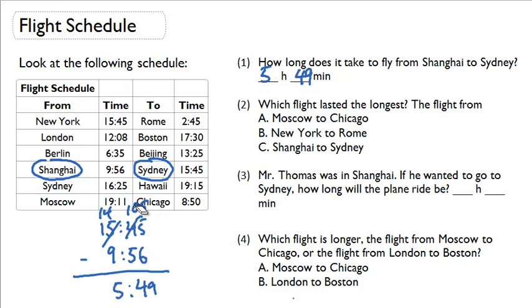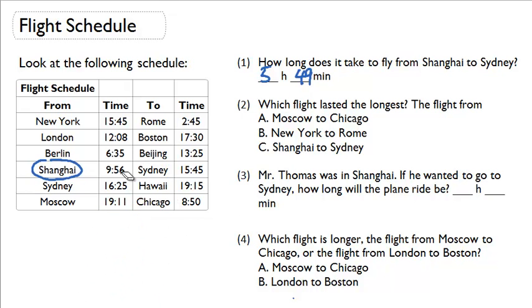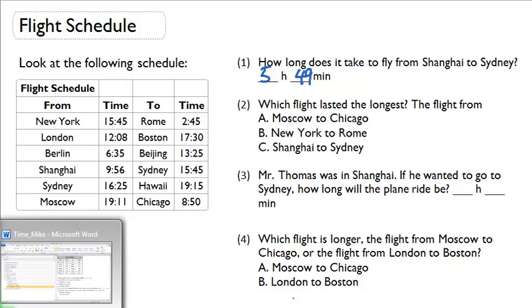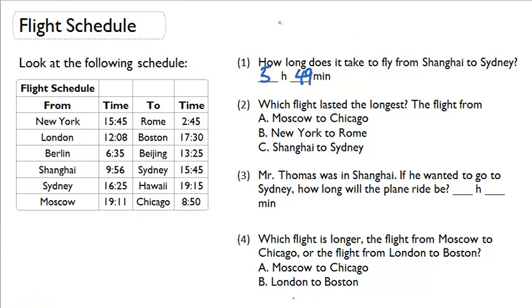Which flight lasted longer? The flight from Moscow to Chicago, the flight from New York to Rome, or from Shanghai to Sydney? Well, we already figured out Shanghai to Sydney, so let's talk about New York to Rome. New York to Rome went from 15:45 all the way to 2:45. That's a difference between 15:45 to 24:45, which is 9 hours, plus another 2 hours for the next day. So I think that's an 11-hour flight.